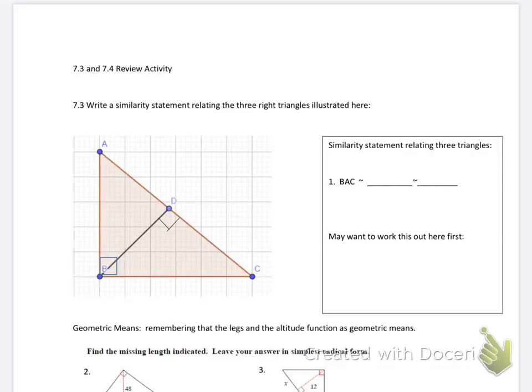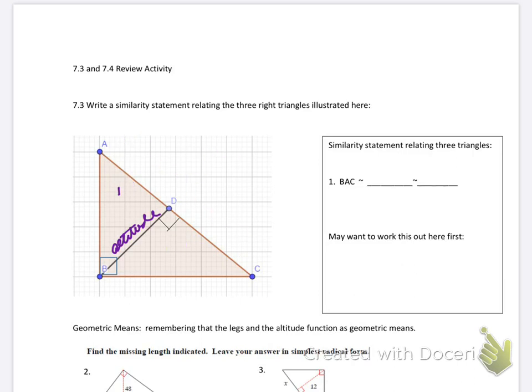Okay, in this video I'm going to go through the 7.3, 7.4 review activity. So the first question talks about the similar triangles that result when you drop this altitude. Okay, so this is an altitude in the middle of the triangle. So when you drop that altitude, you get three similar triangles. Here's one, here's two, and then the whole big triangle was three.